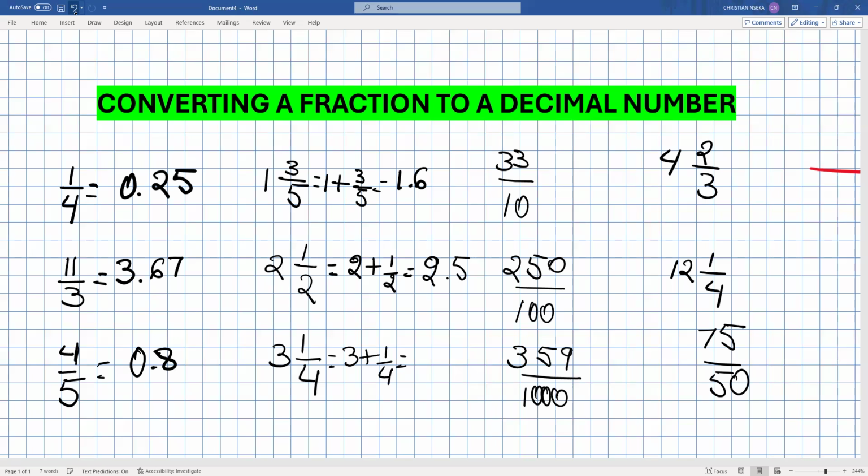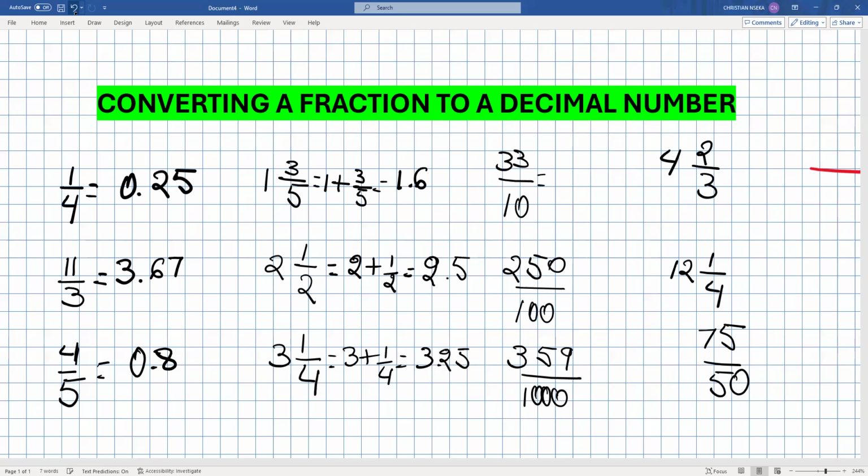So this one here, it's going to be 3 plus 1/4. So you go ahead and do 1 divided by 4. You got 0.25 plus 3. You will get 3.25. So you can either convert that to a mixed number, to an improper fraction, and divide.